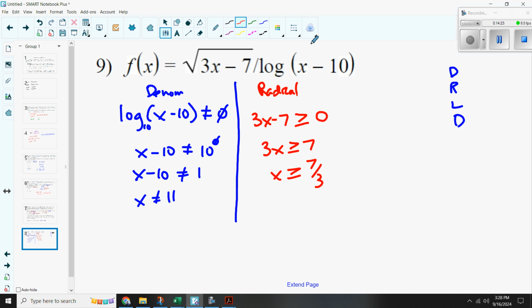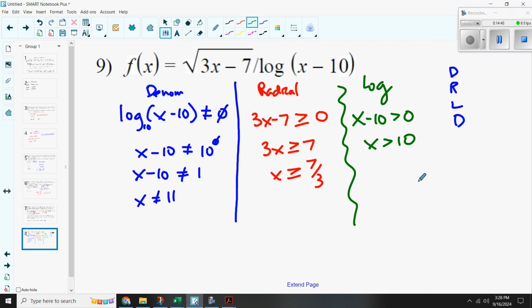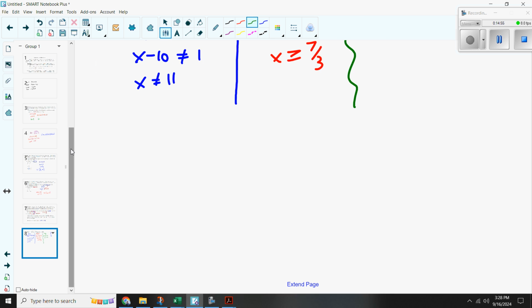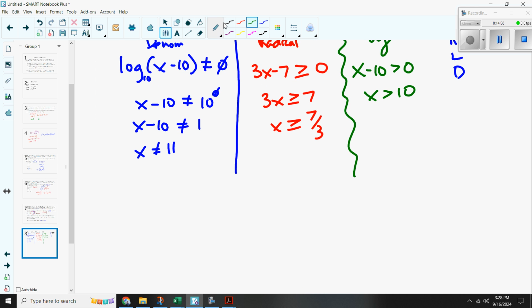Now I'm going to look at logarithms. Log: my argument, which is x minus 10, has to be greater than 0. So x has to be greater than 10. And then I look to see, is it defined anywhere? And I don't see that it's defined anywhere. So the way that I find it easiest to then really look at the domain is to use a trusty number line. So here is a number line.